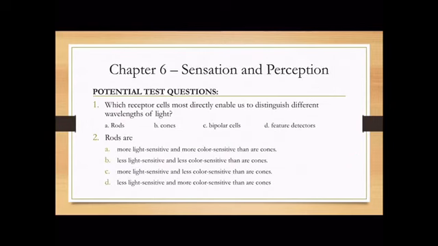Which receptor cells most directly enable us to distinguish different wavelengths of light? Remember that wavelength tells you color. So if you have a long wavelength, that's going to be some warmer color like red, and a short wavelength is going to be a color like violet. And so which receptor cells enable us to distinguish different wavelengths, or rather, distinguish different colors? Cones. I should have mentioned this on the last slide, but remember that cones are for color and fine details.